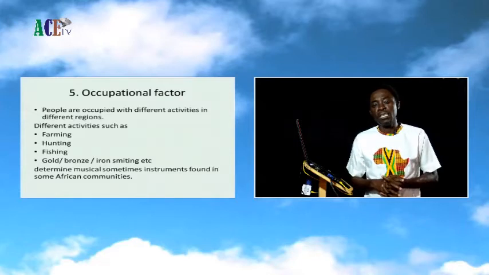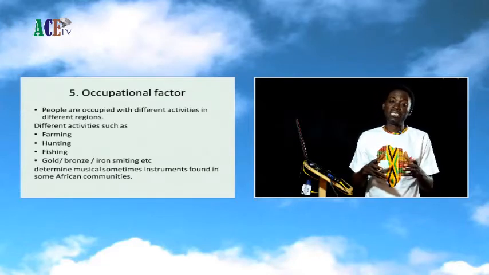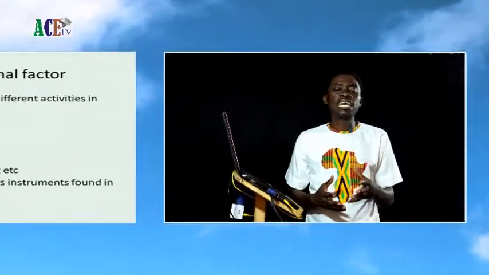For example, we have the xylophones found in Nigeria, which are of different types. The xylophones found in the northern part of Nigeria have resonators made of cow horns. And why are cow horns so predominant in the northern part as resonators for the xylophones?